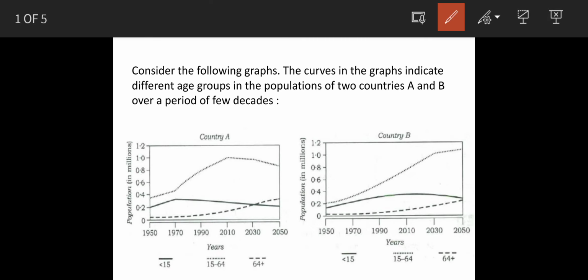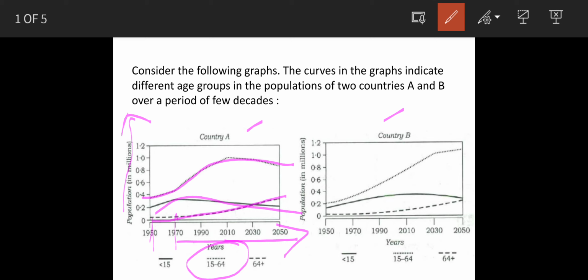There are two countries, country A and country B. The population in millions is shown on the y-axis and time in decades is shown on the x-axis, and each part represents 20 years. Now the age group of 15 to 64, which is supposed to be working, is shown with the dotted line, and other age groups are shown here with dotted and regular line.